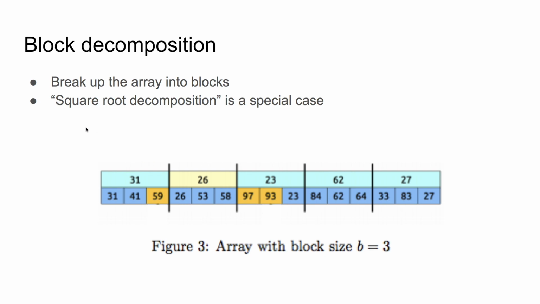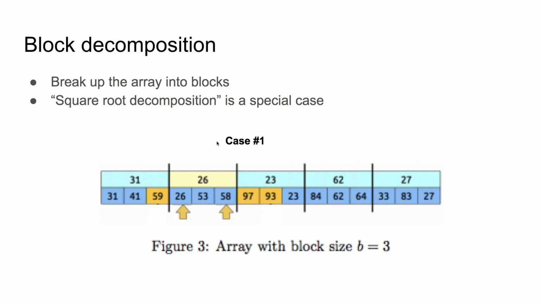Maybe you've heard of square root decomposition. Square root decomposition is basically a special case of this idea. So to see how we're going to use it for range minimum queries, we have the blocks, we pre-compute the minimum in each block, and then to answer a query, that's where our algorithm comes in.